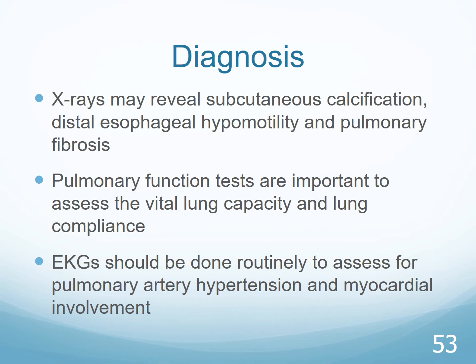So we are looking at X-rays. The doctor is going to look at X-rays because we want to see calcifications. We want to know what's going on with the esophagus because remember, if there's something wrong with the esophagus, then there's the possibility of aspiration pneumonia, pulmonary fibrosis. Then we're going to look at the pulmonary function tests. What are their lungs like? How much function do they really have? And then we are going to look at EKGs to be able to look at their cardiac status.